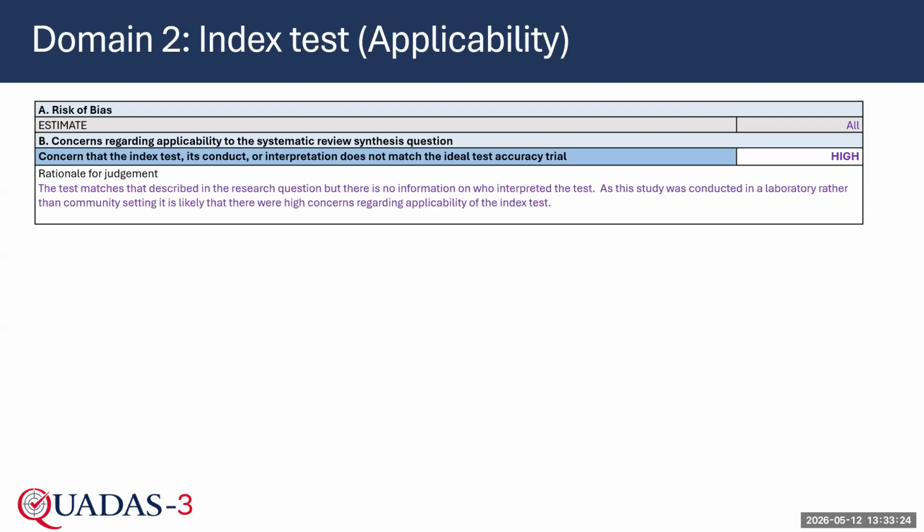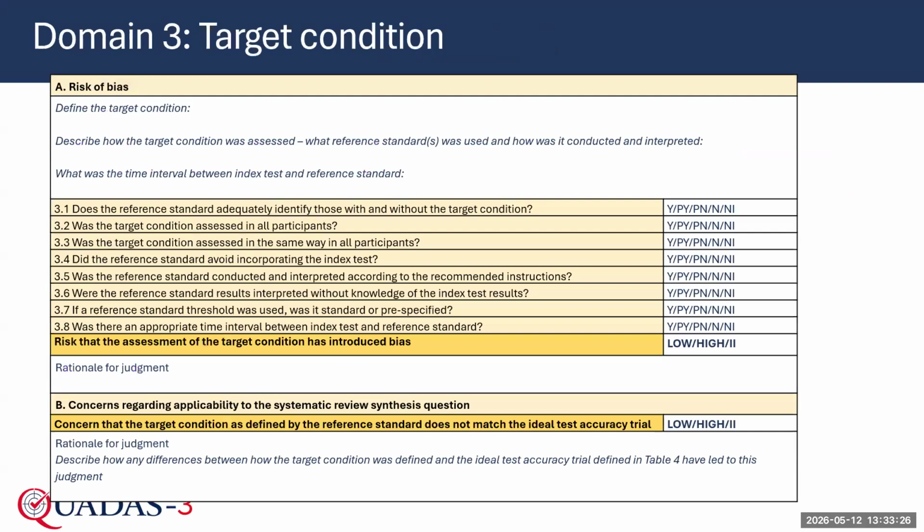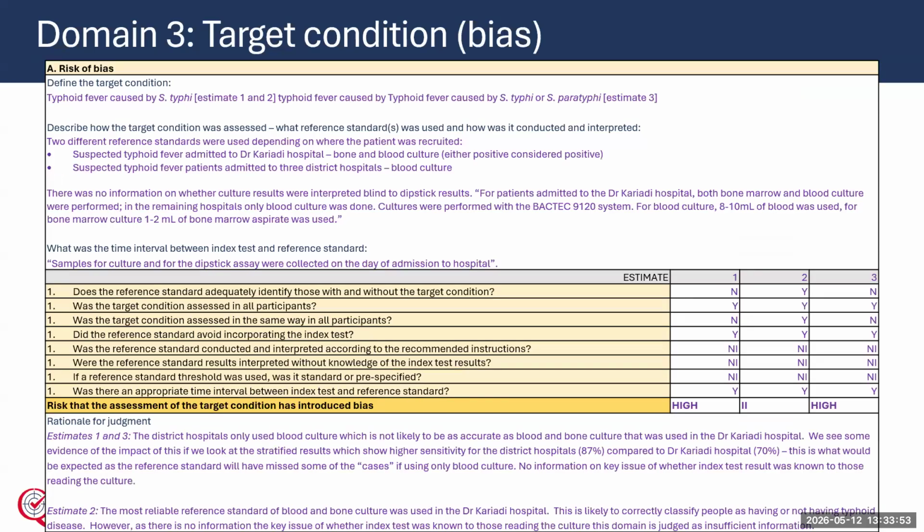Okay, so now moving on to the target condition. This domain is probably the biggest change. This one and the next domain are the biggest changes to QUADAS 2. So this was the reference standard domain. We've now called it target condition because it's all about how you're assessing and defining the target condition. Some of the questions that we had in the flow and timing domain for QUADAS 2 have moved into this domain because they really are about how we're defining the target condition. I'll take you through the domain in more detail with our worked example.